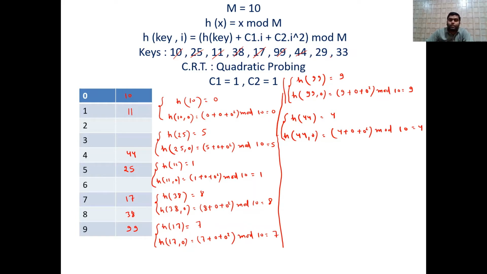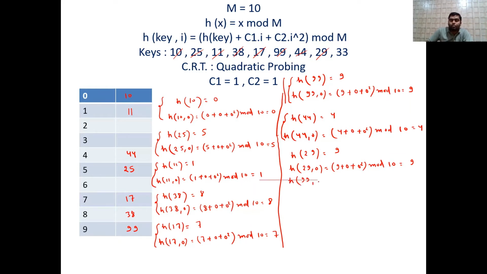Now observe carefully. In case of 29, observe very carefully. h of 29 is 29 mod 10, so it is 9. Now we check for the 0th probe whether space is available. It is clearly observable that 99 is stored at slot 9. So 29 comma 0 is nothing but h of 29, which is 9, plus attempt number 0 plus 0 square, and mod of 10. This will give you 9. So it is unsuccessful at 9 because 99 is already stored there. In that case, change the attempt number, the probe number.